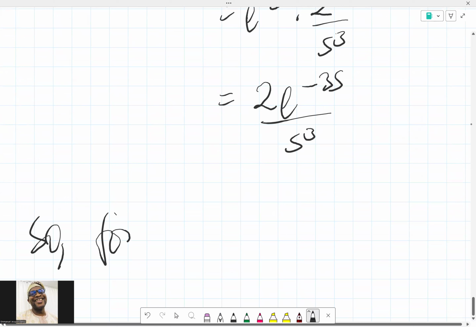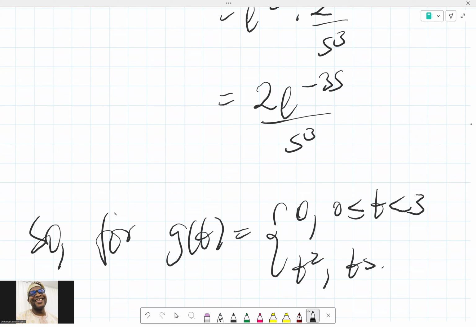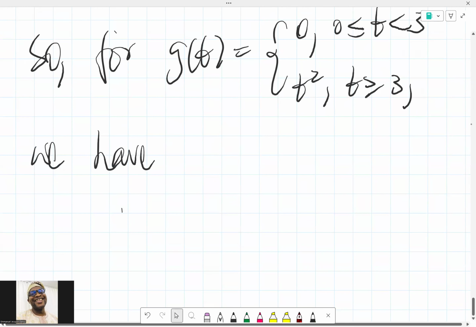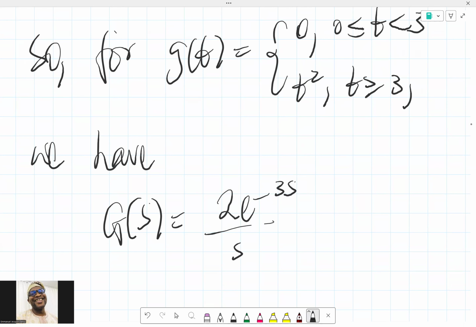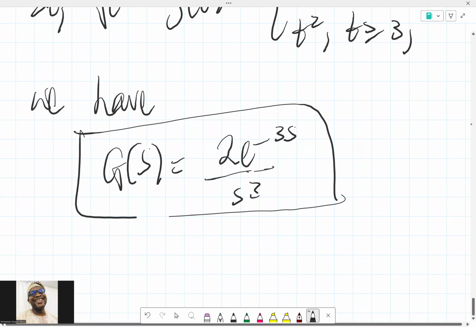So for g of t equals 0 for 0 less than or equal to t less than 3, and t squared for t greater than or equal to 3, when you take the Laplace of g of t, you get G of s, which is simply 2 e raised power minus 3s all over s cubed. Of course, you can also write it as e raised power minus 3s times 2 over s cubed. Let's leave it that way. There's no point belaboring that. So by rewriting piecewise functions with step functions, we can efficiently compute the Laplace transform using the shift theorem and known transforms.